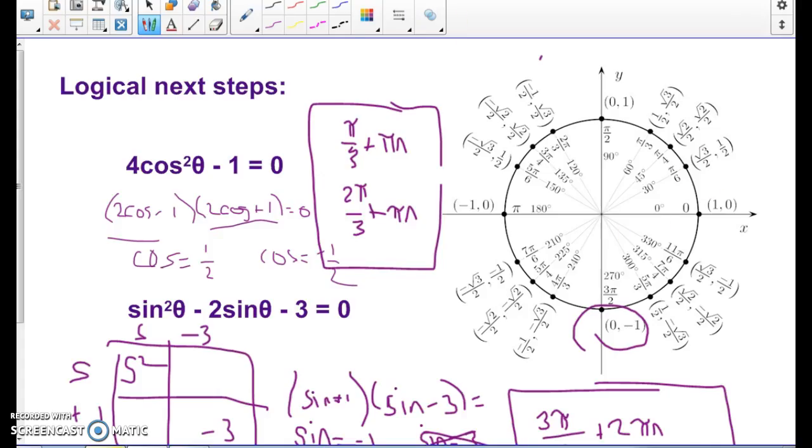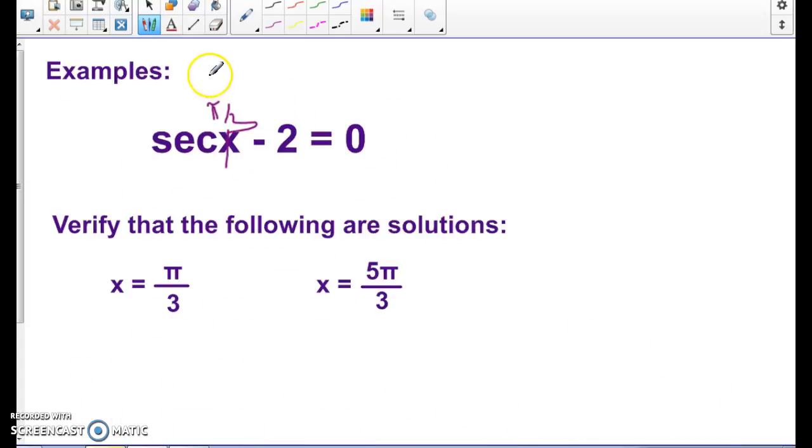Let's look. Secant at pi thirds, secant. 1/2 is the cosine. If 1/2 is the cosine, secant is the reciprocal, which is 2. Does 2 minus 2 equal 0? Yep, that is a solution.